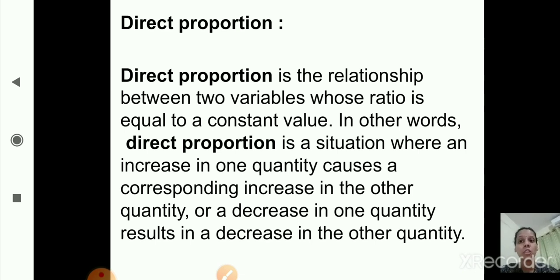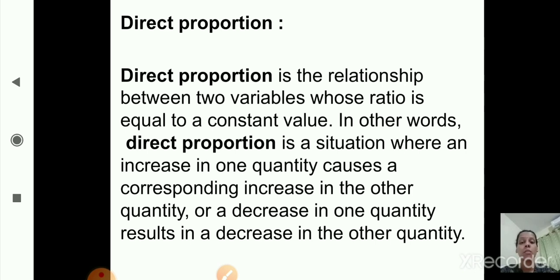So direct proportion means what? It is a situation where if one quantity is increasing, then the corresponding quantity will also increase. If one quantity decreases, then the other quantity will also decrease. That is what direct proportion is.